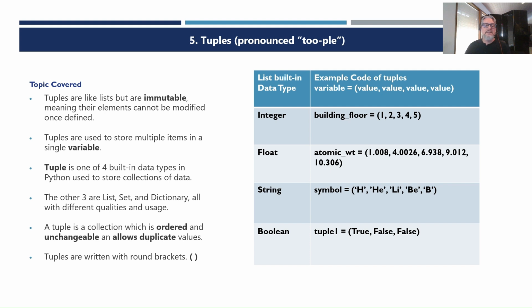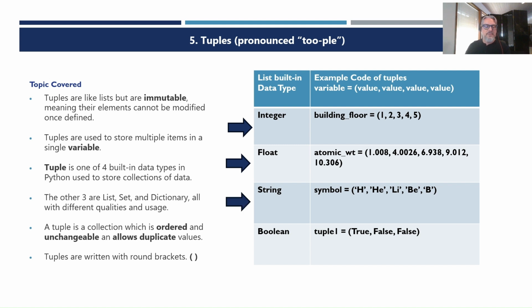But let's look at integer. So the integer, the variable is building floor, and the values are 1, 2, 3, 4, 5, which are integers. Float, here the atomic weight is a decimal 3 or 4 places after the decimal point. That's called a float. How I remember that is floating between two whole numbers or two integers. So it's a decimal, and we have multiple decimals for different atomic weights.